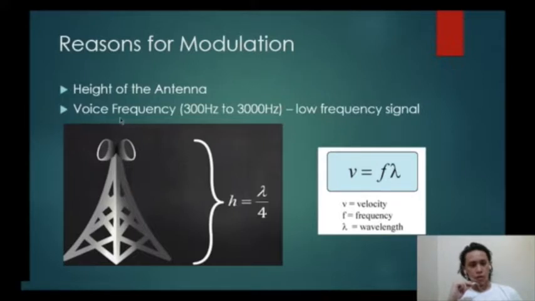So, recall again from chapter 3 that voice frequency is a very low frequency signal. So, this is its value. If the velocity is constant and the frequency is low, that means our wavelength is high. So, if we don't modulate, our wavelength is high, and the height of the antenna is high. The height of our antenna reaches kilometers, which is very impractical and impossible.